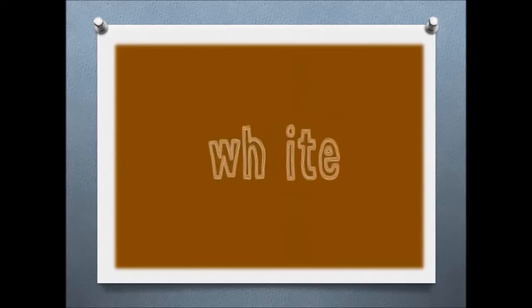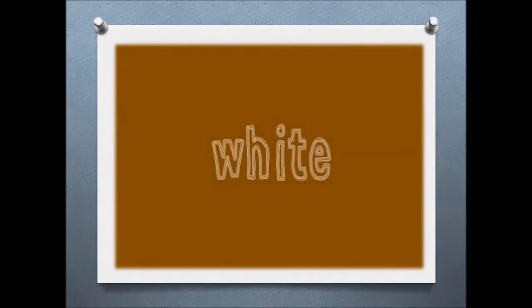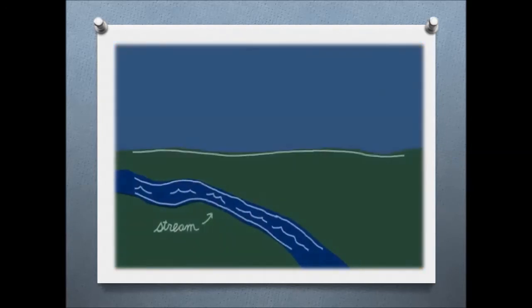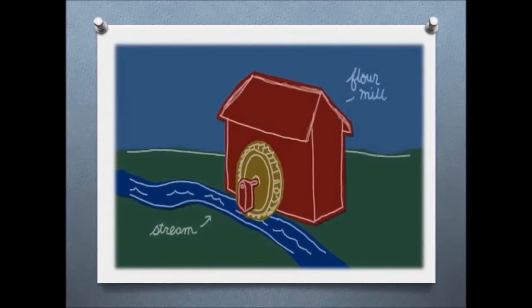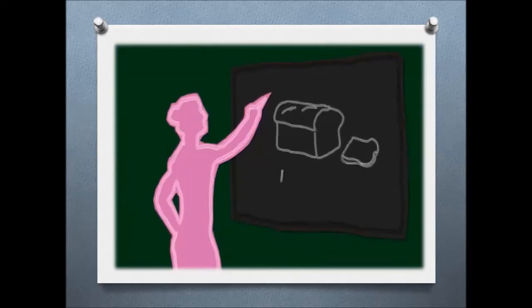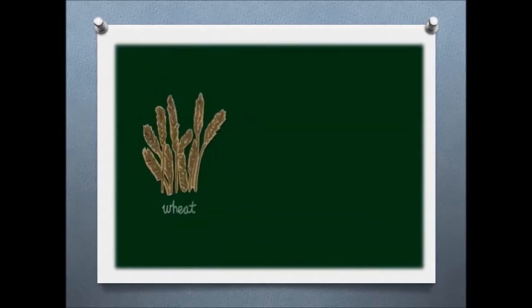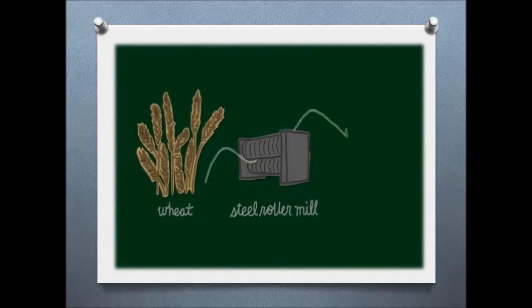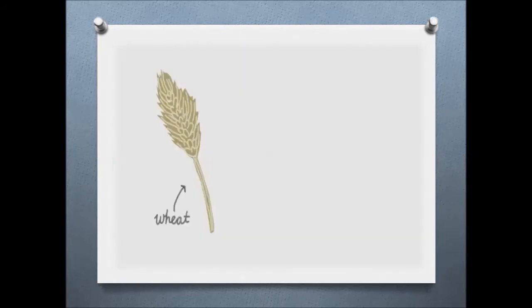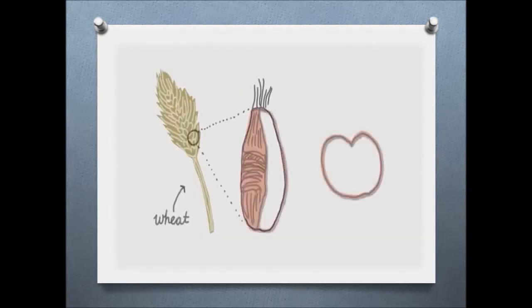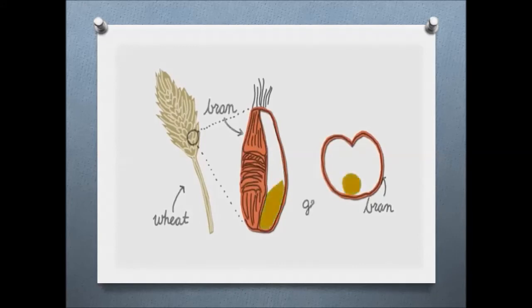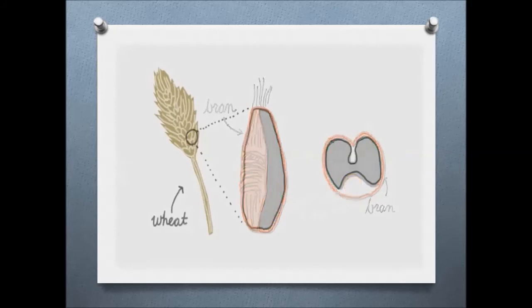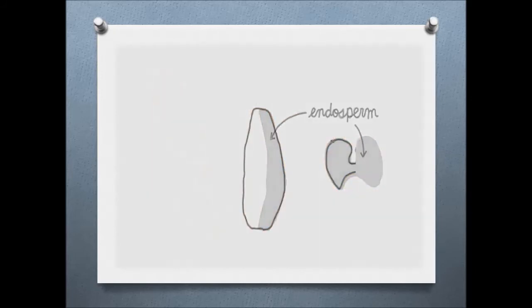What's the difference between wheat bread and white bread? Well, it partially depends on how it's milled. To make white bread, wheat is usually passed through steel roller mills. These remove the grain's outer shell, the bran, as well as the germ at the center. What's left is the endosperm.